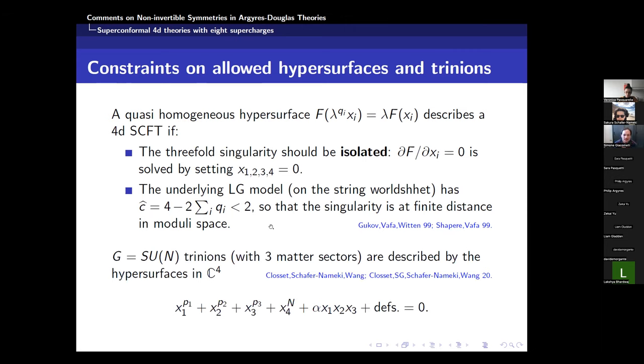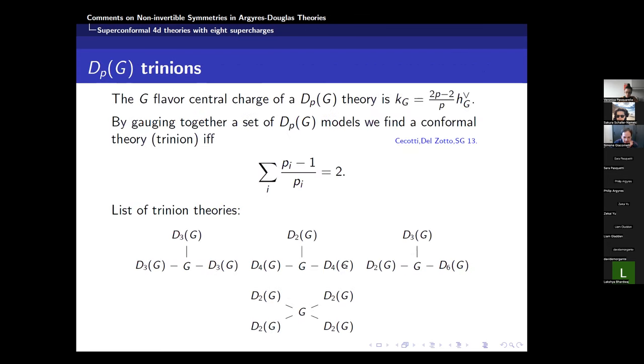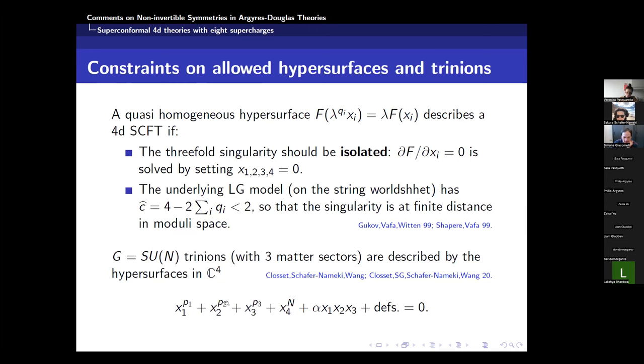For now, we will restrict only to trinion theories with G special unitary. This is the simplest class, and it is described by a hypersurface singularity of this form. So here p1, p2, and p3 denote the values of the parameters. This is for the case of three matter sectors. And then since we have a superconformal theory, we have a corresponding exactly marginal coupling, which is this number alpha. We can indeed check that for p1, p2, and p3 in this list, this term always has the same weight as the other four. Okay. All the other Coulomb branch mass parameters and so on are encoded in this deformation.